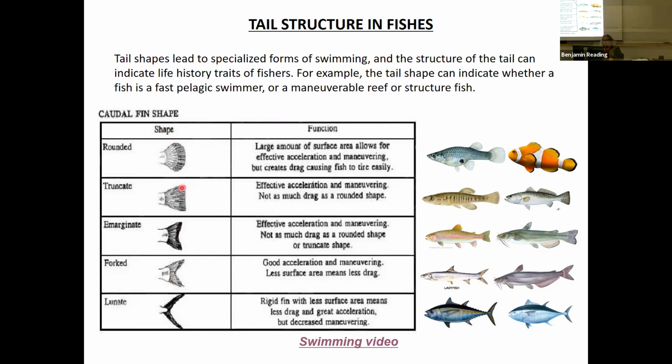So again, the truncate tail is going to have maybe a little bit less agility, a little bit more speed compared to a rounded caudal fin. And then the emarginated caudal fins maybe have a little bit of a segment cut out here, a little bit more speed, a little bit less agility. The forked fins are maybe even a little bit more so. This is a little bit faster swimming fish, maybe a little bit less agile. And then this here is the extreme.